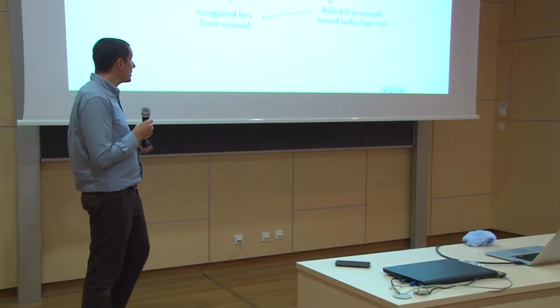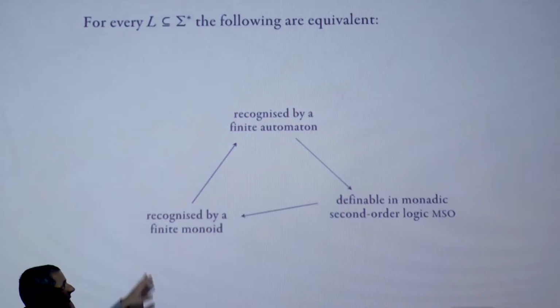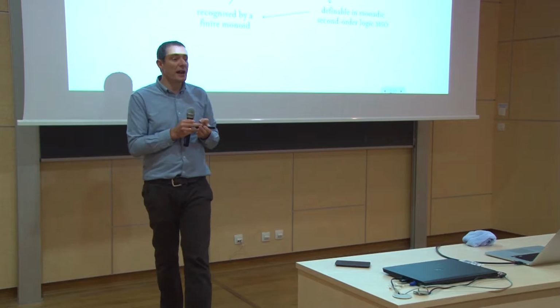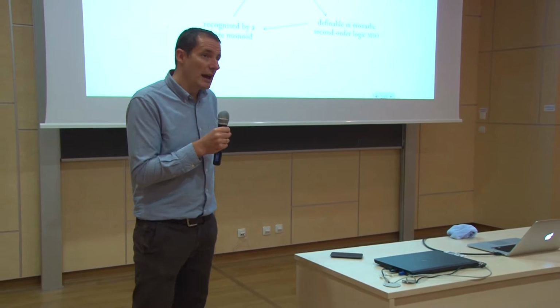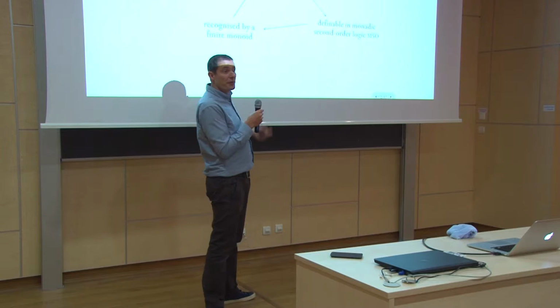And the third condition, which is something that Moshe did not talk about, is the algebraic approach, which is to use monoids, which I will define and illustrate, and justify their existence as an alternative. And I'll try to explain why it is helpful to have this third node in the triangle.